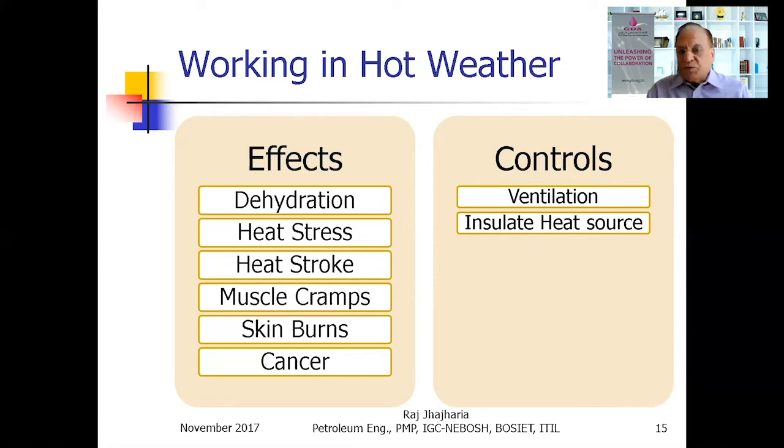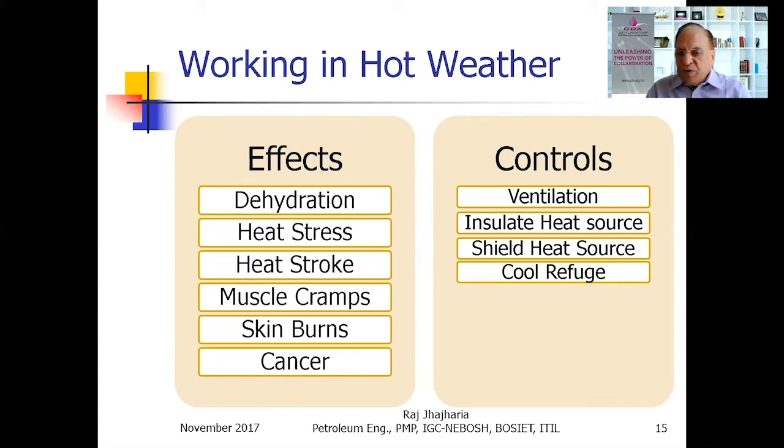Insulate the heat source. Wherever the heat is emanating from, you insulate that source. Put some wall, some kind of screen, to keep the heat on the other side. Shield the heat source. Similarly, instead of insulating, you put some kind of shield which will reduce the amount of heat coming to you.